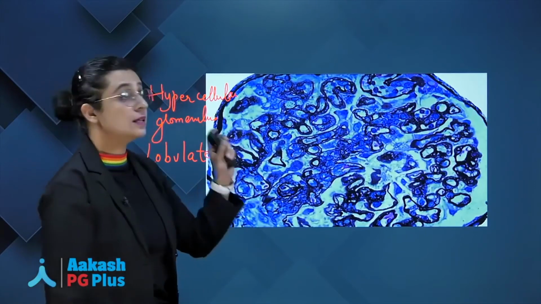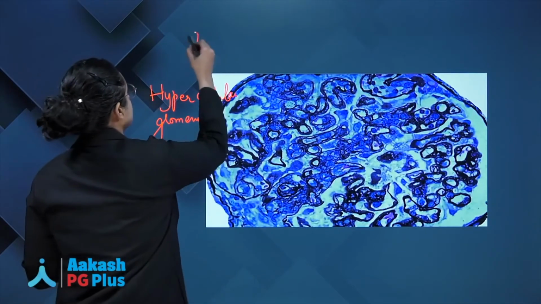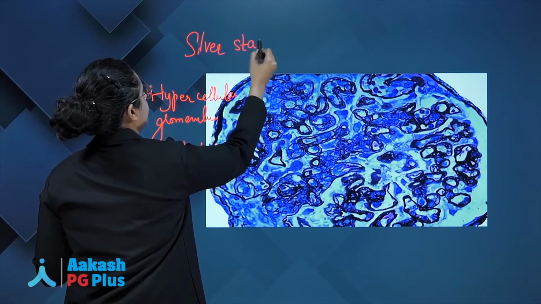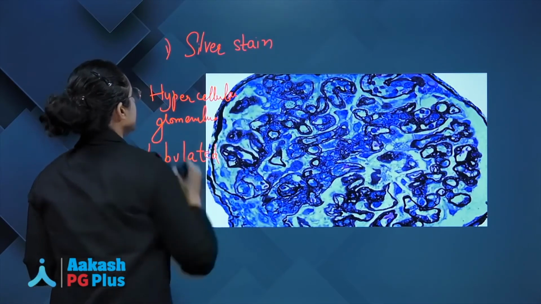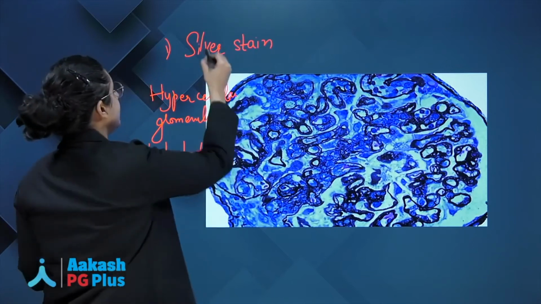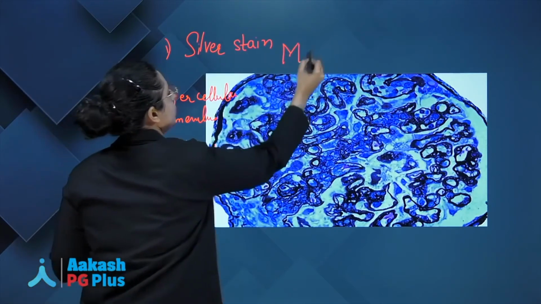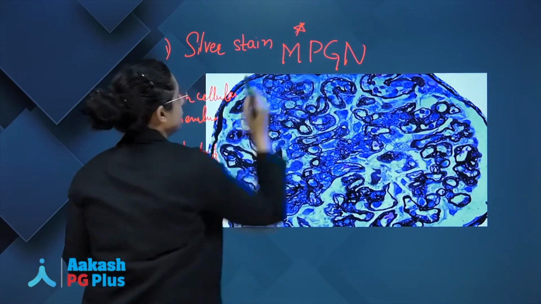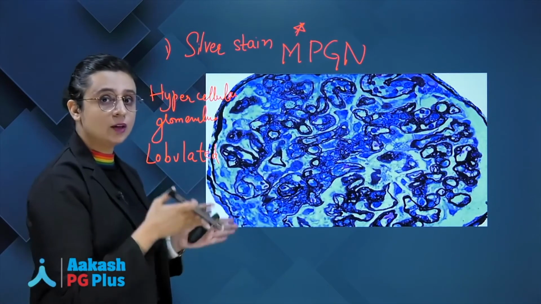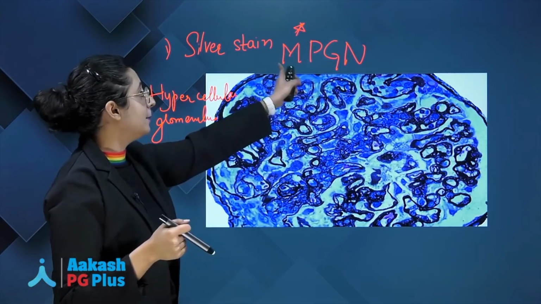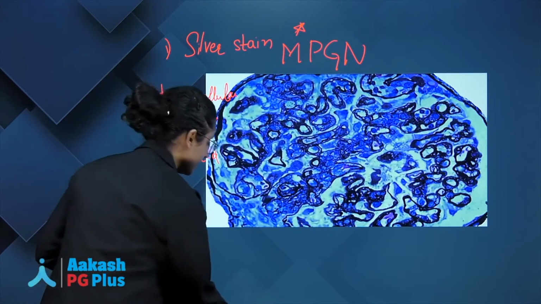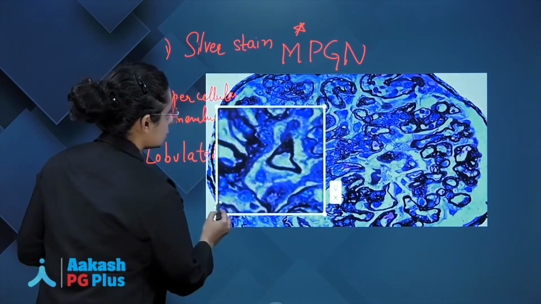Next, what is this? This is silver stain. An important feature asked under membranoproliferative glomerulonephritis is splitting of basement membrane. Very frequently the question is asked: splitting of basement membrane is seen in membranoproliferative glomerulonephritis. And what do you mean by splitting of basement membrane? Let me just show you the structure.